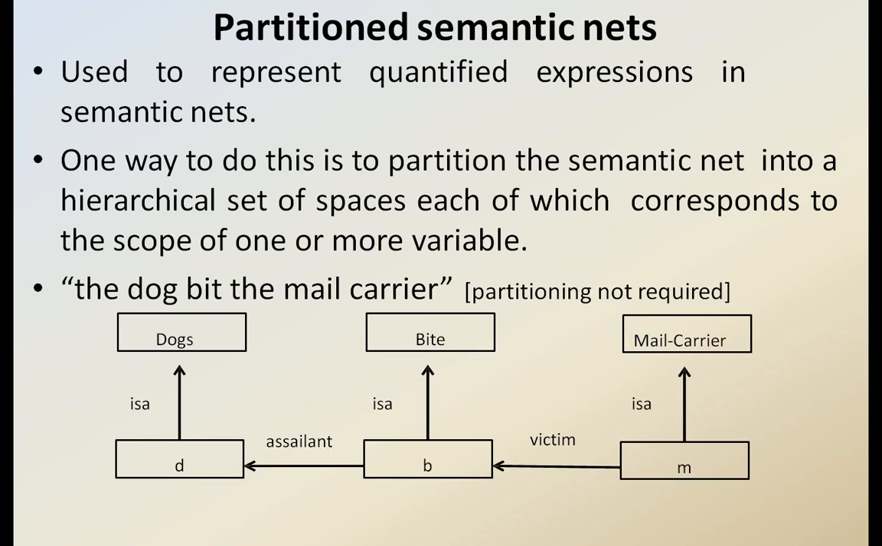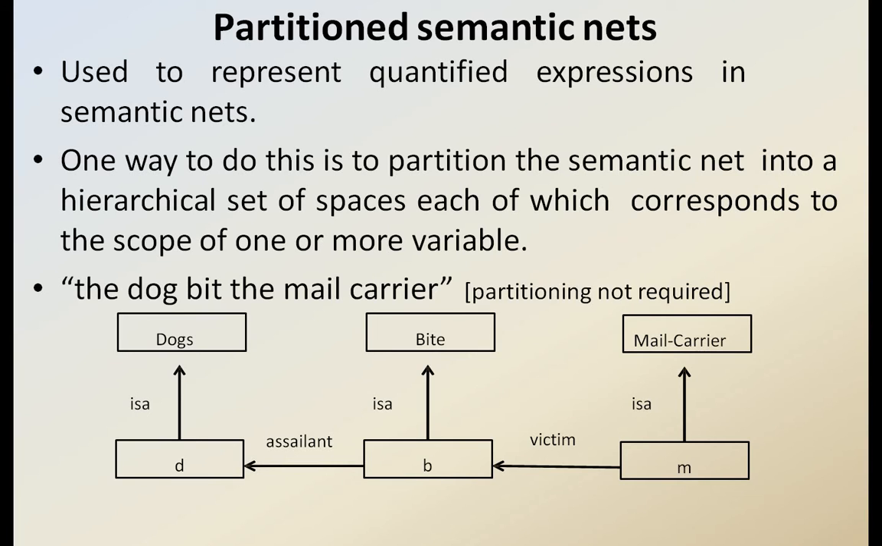And we can partition the semantic nets also. How can we partition semantic nets? Partitioning is used to represent quantified expressions in semantic nets. One way to do this is to partition the entire semantic net into a hierarchical set of spaces, which correspond to the scope of one or more variables. So partitioning a semantic net can give more clear meaning.